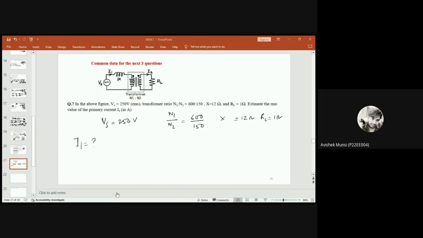In this case, to calculate the primary current, just take the equivalent diagram of the transformer in which we will see that the primary side resistance, that is reactance, which is given, and the resistance are referred to the secondary side. So it will be multiplied with A square. Okay.